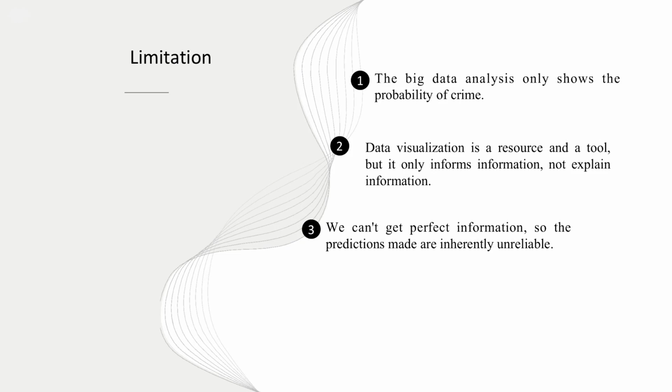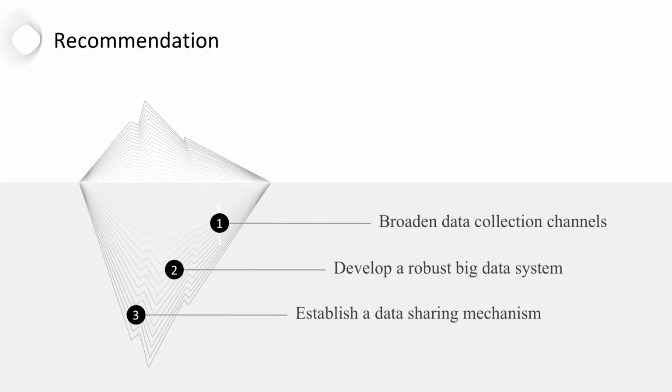The last limitation is that the data we collect and process is only a tiny part of the world. This information is just a projection of reality, like the shadow on the wall of Plato's cave. We can't get perfect information, so the predictions made are inherently unreliable. We can solve these problems by the following methods: broaden data collection channels, develop a robust big data system, and establish a data sharing mechanism.